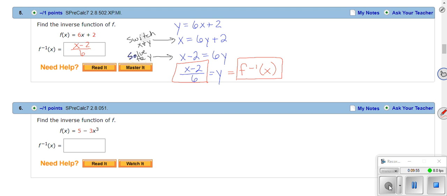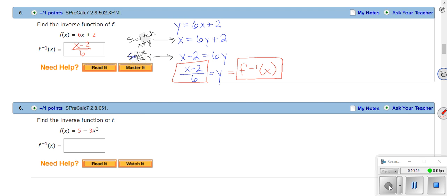So again, when you're trying to find the inverse of a function, we know that's the equation of a line. We know it has to be 1-to-1, passes vertical and horizontal line test. So you substitute y for f of x, you flip-flop your x and y variables, solve for y. That is your inverse function.